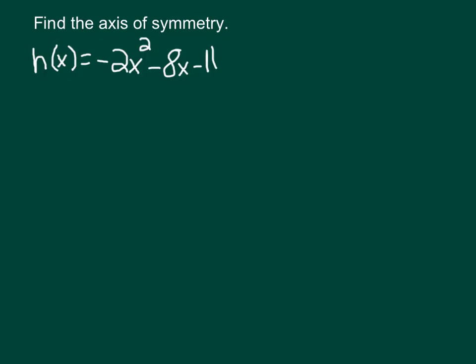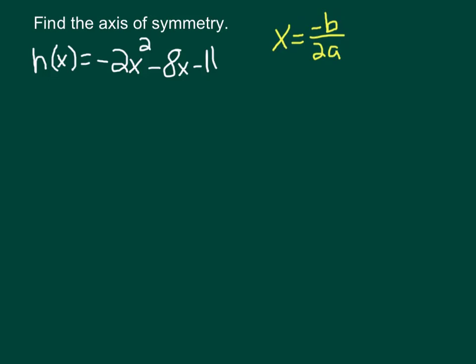And if we look at this particular one, our a value is negative. So this is essentially going to be a frowny face. So the vertex on this one will be the highest point on this graph. It will be the maximum. And the equation we need to find the vertex is this: x is equal to negative b over 2a.